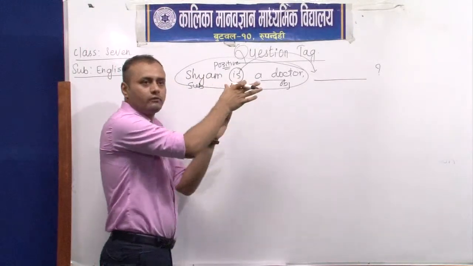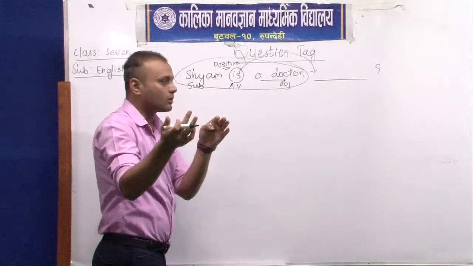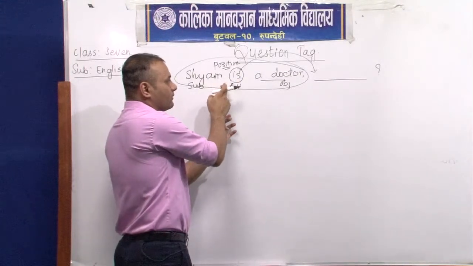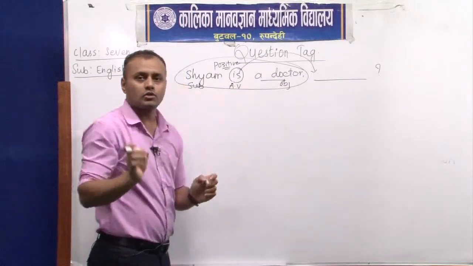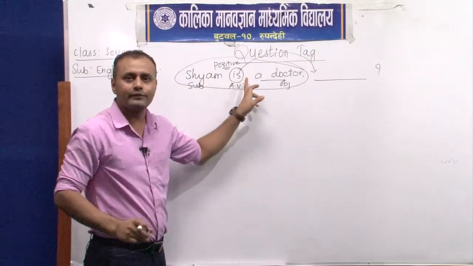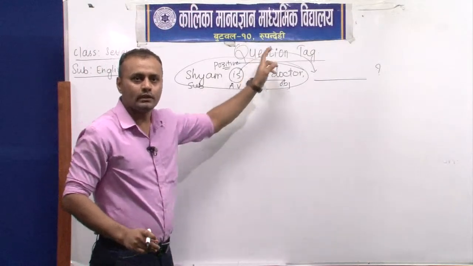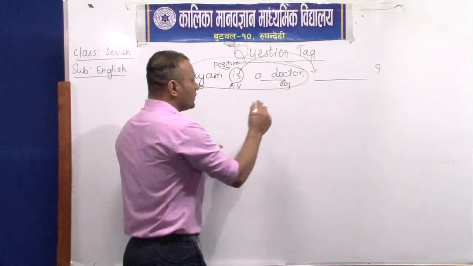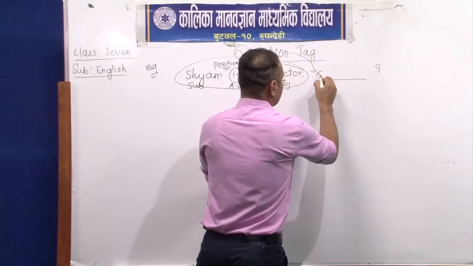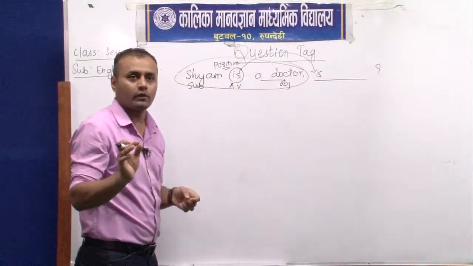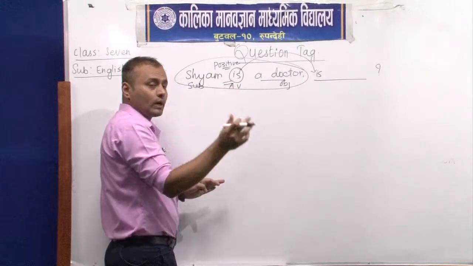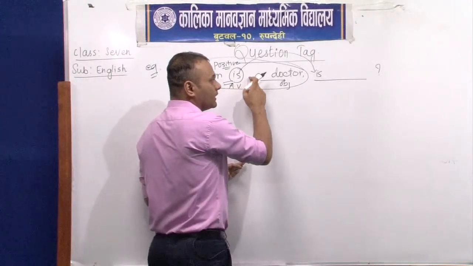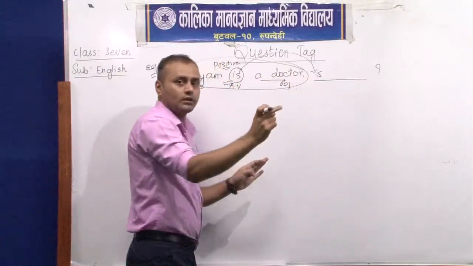There are 24 auxiliary verbs. I will list them out also after a while. Among those 24 auxiliary verbs, is is one. If there is an auxiliary verb present in any statement, that very auxiliary verb goes to the tag. So your tag is. All of you concentrate. Sam is a doctor. There is the auxiliary verb is. That is why the same auxiliary verb is written here on the tag.